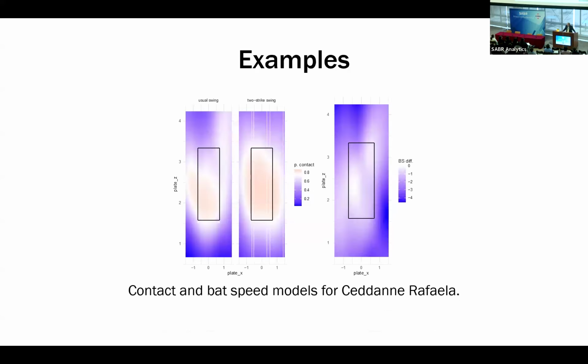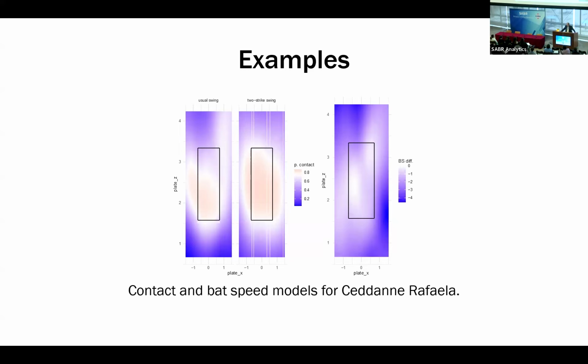Okay. And then I just wanted to conclude by showing some other examples from this leaderboard that I thought showed some kind of interesting adjustments being made. First example is Cedon Rafaela. What's remarkable to me about this is that this contact rate is really concentrated around just the bottom half of the zone on counts less than 2 strikes. So on 2 strikes, he's able to expand that contact region almost to the entire strike zone, with kind of an exception around the high and outside corner.